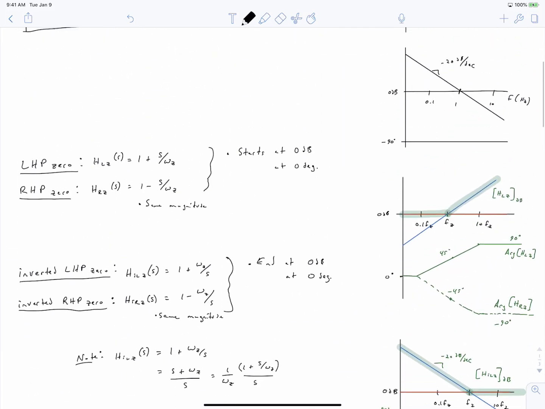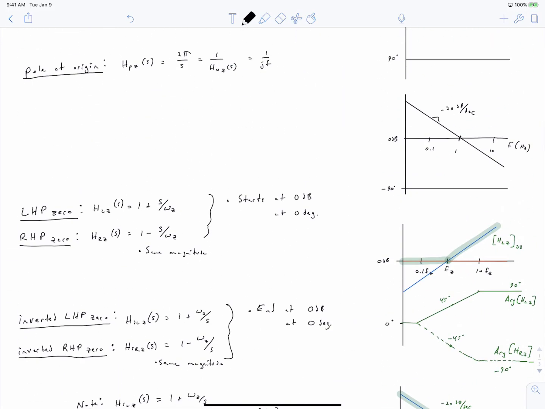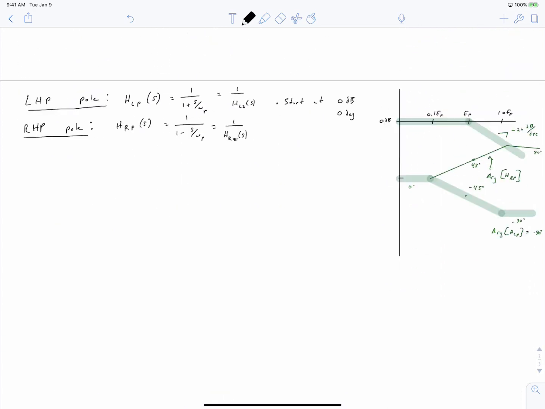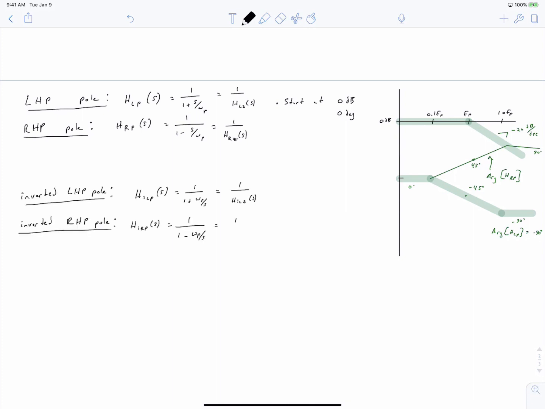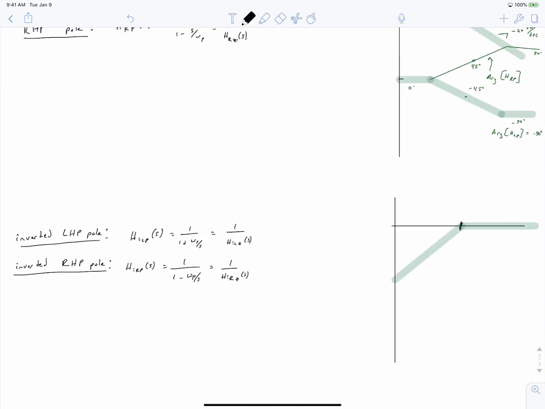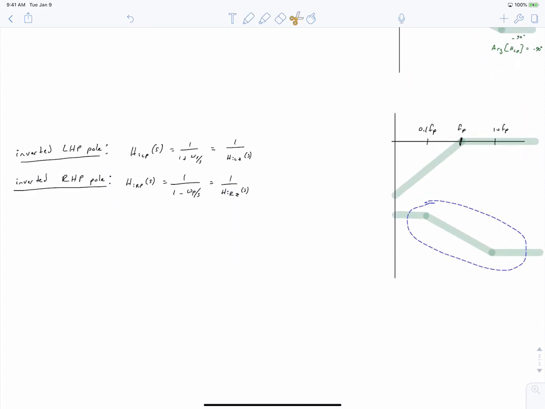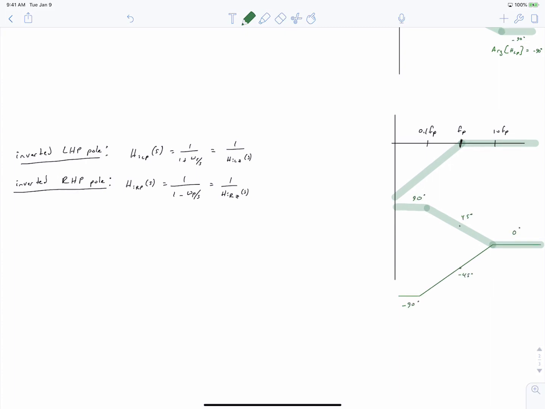So similarly to our left half plane zeros, which start at 0 decibels and 0 degrees, our simple poles, our left half plane and right half plane poles, start at 0 decibels and 0 degrees. And also similarly to the zeros, the way you recognize whether the transfer function is a left half plane or right half plane pole, you look at the phase plot. For the case of inverted left half plane poles and zeros, you finally end up with this Bode plot.